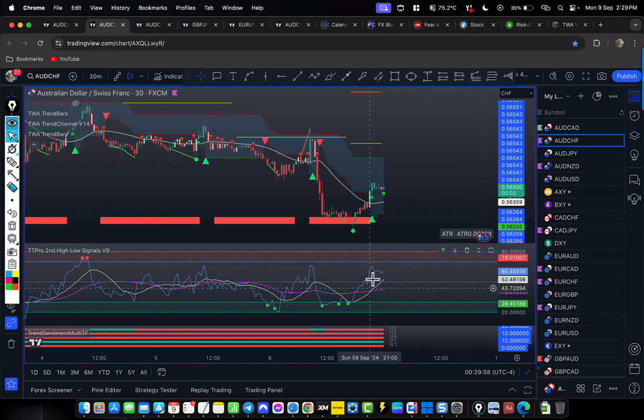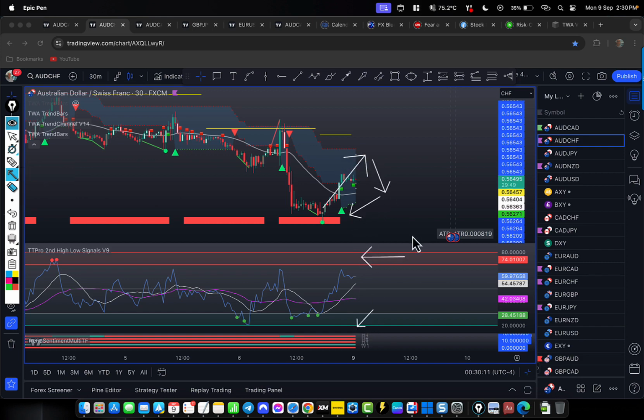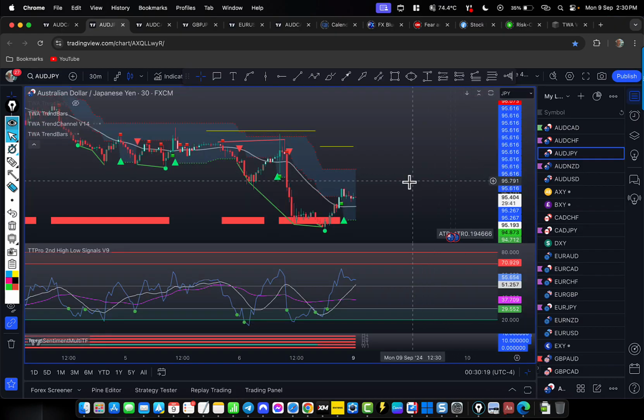I'm looking for this to travel up into the red zone. So now we've got an added confluence. If this travels red, we've got these guys red, and then we can look for a continuation. Aussie Yen, 30-minute chart, trend continuations.